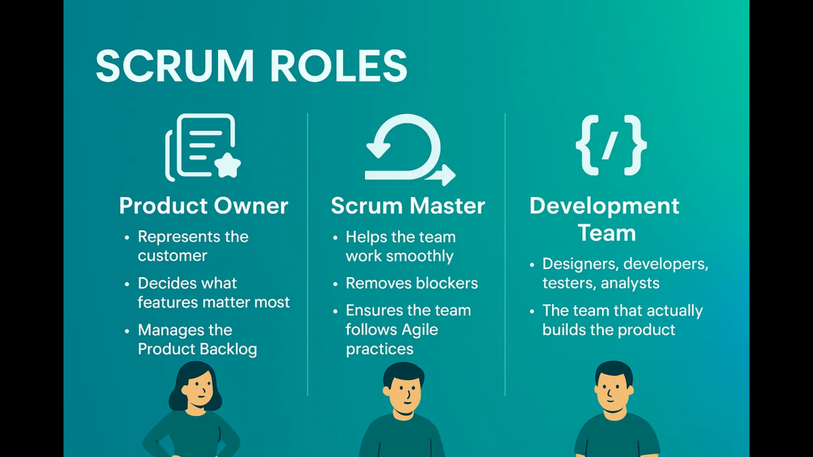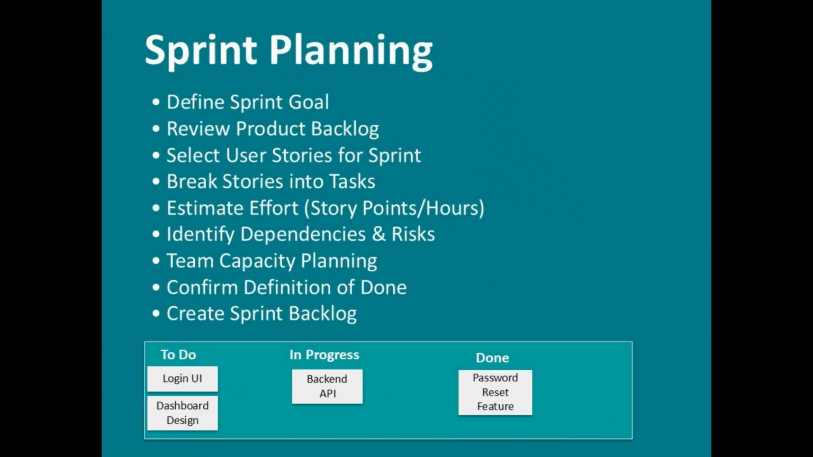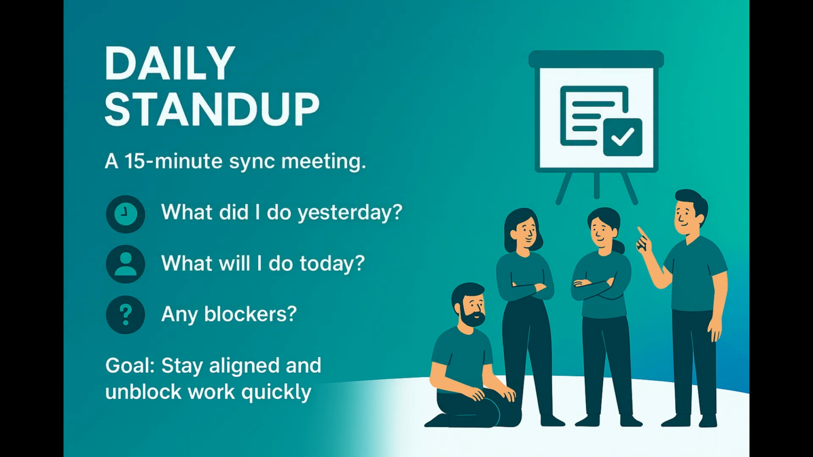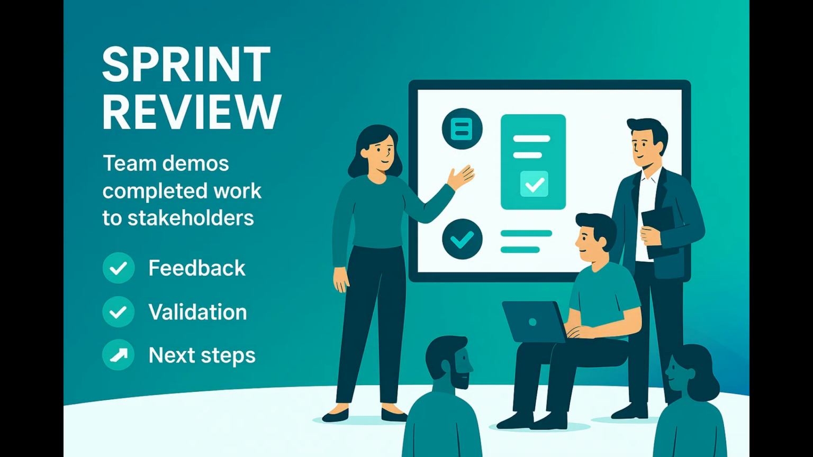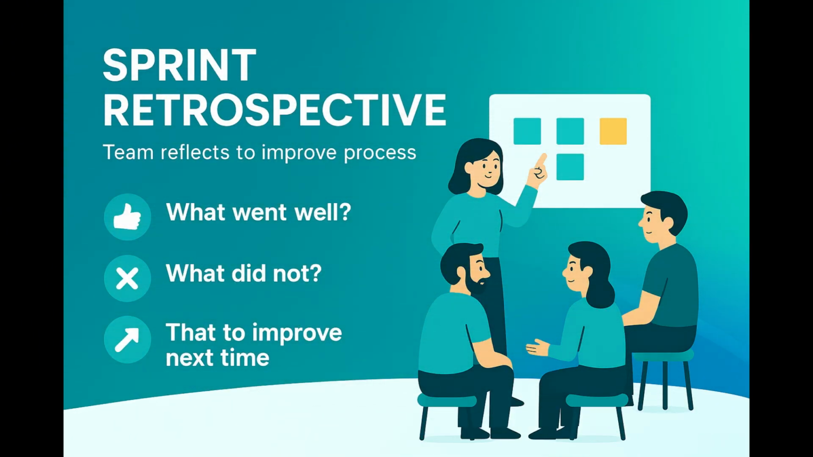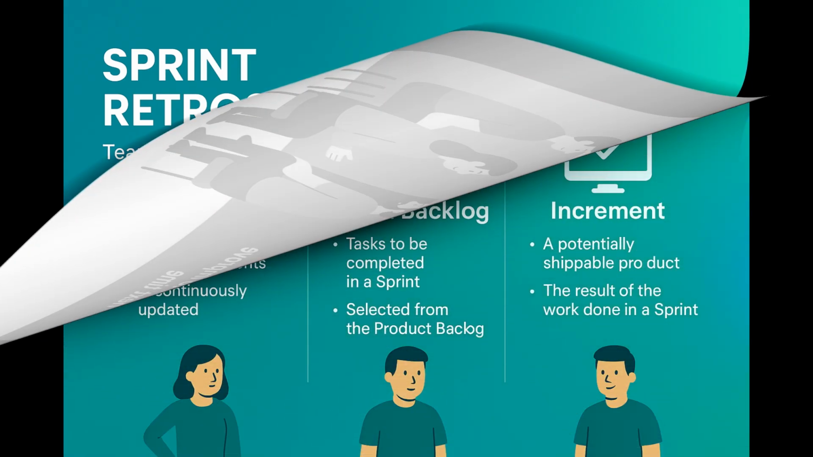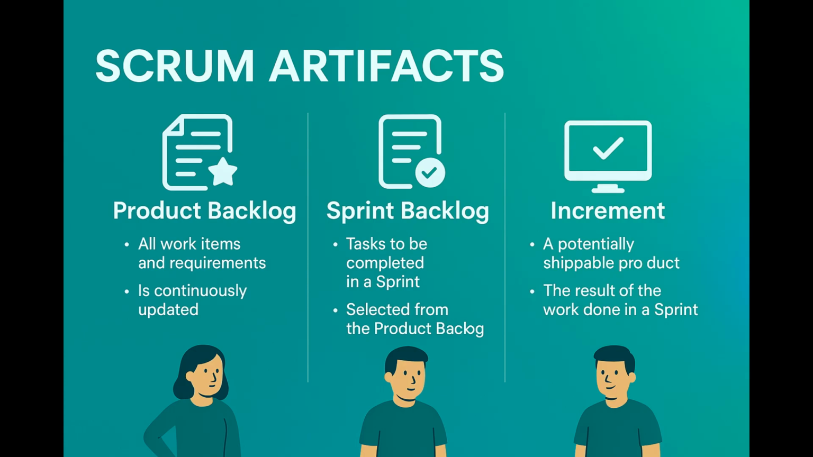These roles work together to deliver value in short cycles called sprints. Let's talk about that next. A sprint is a short, time-boxed period, usually 2 weeks, where the team focuses on completing a set of tasks. Each sprint has a fixed rhythm. Sprint planning: decide what to build. Daily stand-ups: quick daily meetings. Develop and test: actual work happens. Sprint review: show the work to stakeholders. Retrospective: learn and improve. At the end of every sprint, the team delivers something usable, even if it's small. This consistent delivery makes Scrum predictable and transparent.